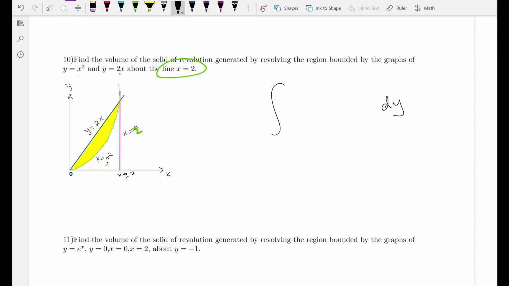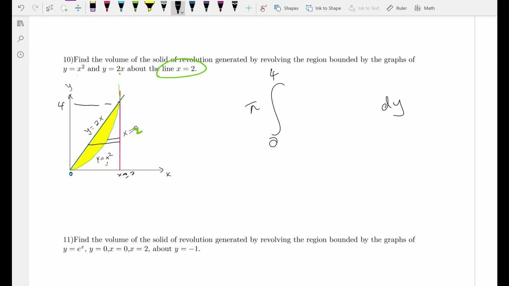Now the limits of y. So this is x is equal to 2. If x is equal to 2, this value is 4. So y values are going from 0 to 4, pi. Pi is always there. Now you need to figure out two radii. So remember, how do you find the radius? Literally draw the radius, from the axis that you're rotating. So if this is x is equal to 2, draw two radii next to each other, join the functions, and find the length of these two lines.